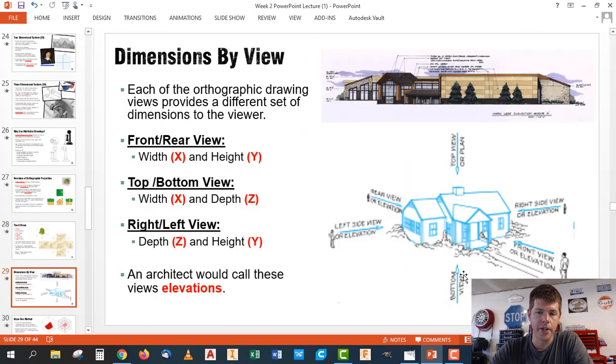So here's just another explanation of what I told you before about which views cause you to see which dimensions. Think about this as if you're standing or flying or looking at this object from different orientations. Each one of these orientations is going to show you a different view. So front and back views show X and Y. Top and bottom views show X and Z. And left and right views show Z and Y. Okay.